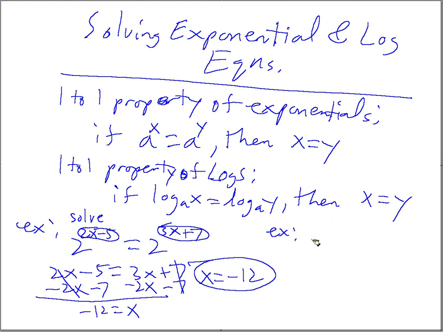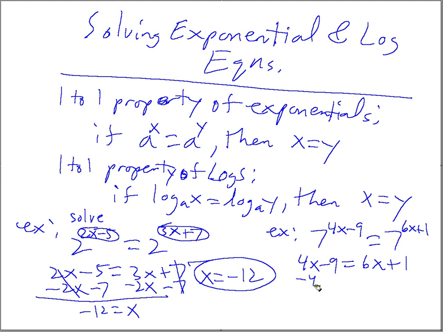Let's take a look at something like 7 to the 4x minus 9 equal to 7 to the 6x plus 1. Again, just same base, right? So therefore these exponents must be the same. So we're just solving 4x minus 9 equal to 6x plus 1. No big deal, as you can see.